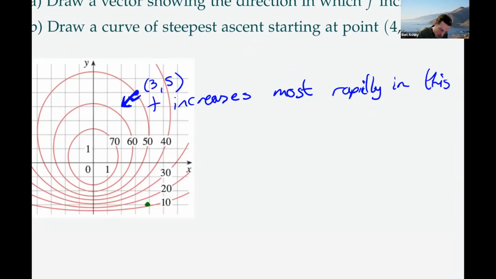Let's zoom in. We know that we need to go at right angles to our level curves. If we do this, we're going to get a series of steps. We move orthogonal each time to our level curves, eventually leading towards the origin. If you imagine this was a mountain, this would be the curve of steepest ascent. This would be the shortest and steepest route up the mountain. So, steepest ascent.